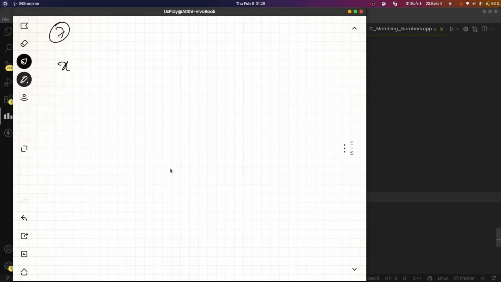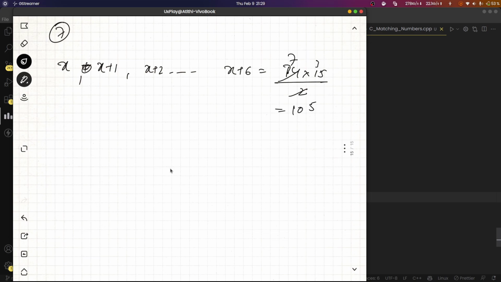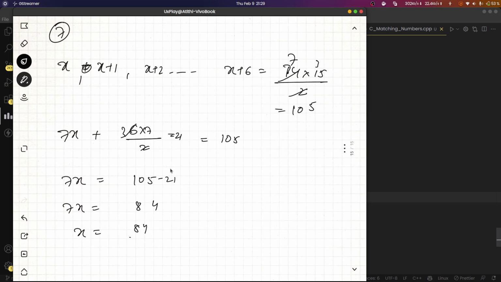So x plus 1, comma, x plus 2, comma, up to x plus 6. It will give me 14 into 15 by 2, because there are 2n numbers, so 105. So we have 7x plus 6 into 7 by 2, that is 3 times 21, equal to 21, is equal to 105. So 7x is equal to 105 minus 21, 7x equals 84, or x equals 84 by 7, that is 12. So my value of x here is 12.